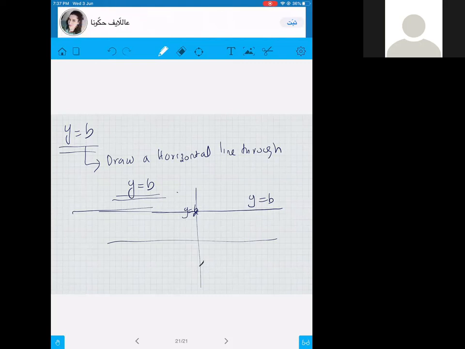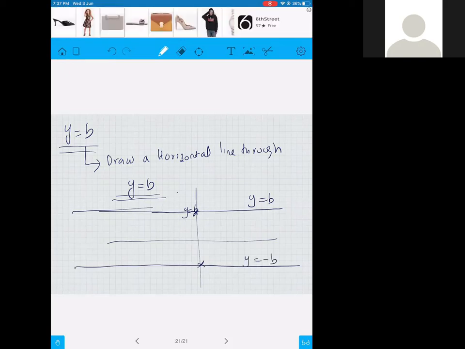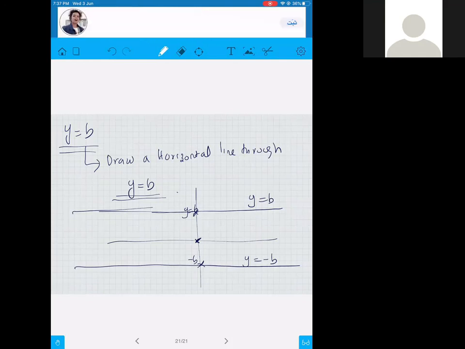So if b is a negative value, the line will be something like this. So y is equal to negative b. Correct? But is the whole point of this thing just to make a line? Yeah, that's it. So we don't need a column or row table to construct this? No. For this particular question, we don't want any table or column.